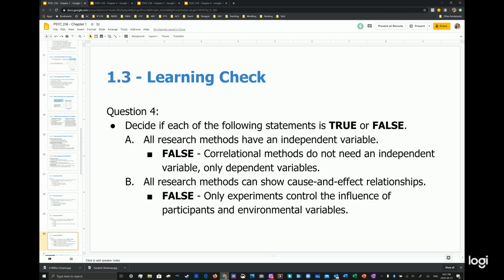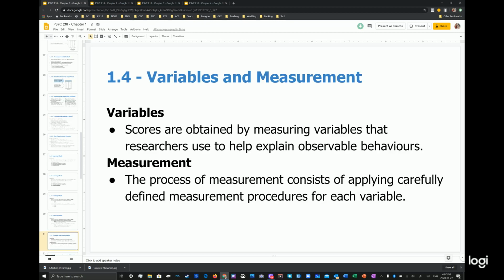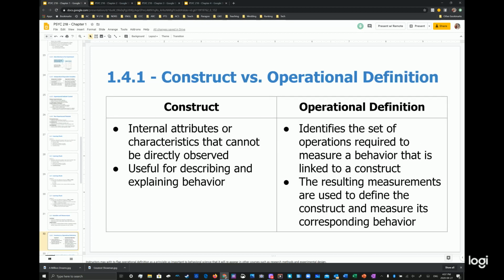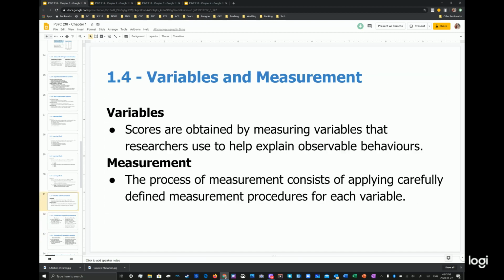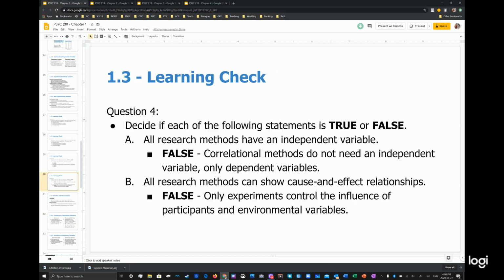So that's it for our part 2 of this, and we will continue in part 3 with the last part on different ways of defining variables in terms of scale and measuring them. So stay tuned for that.